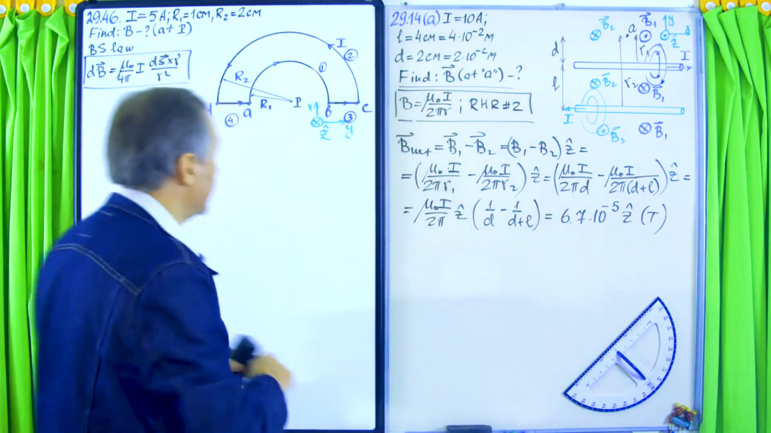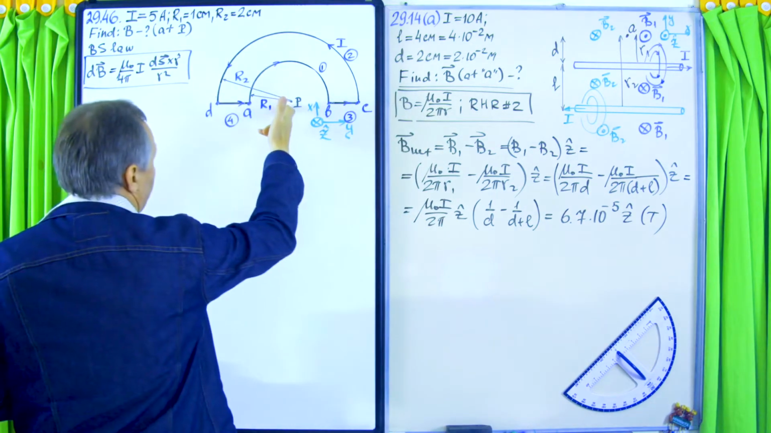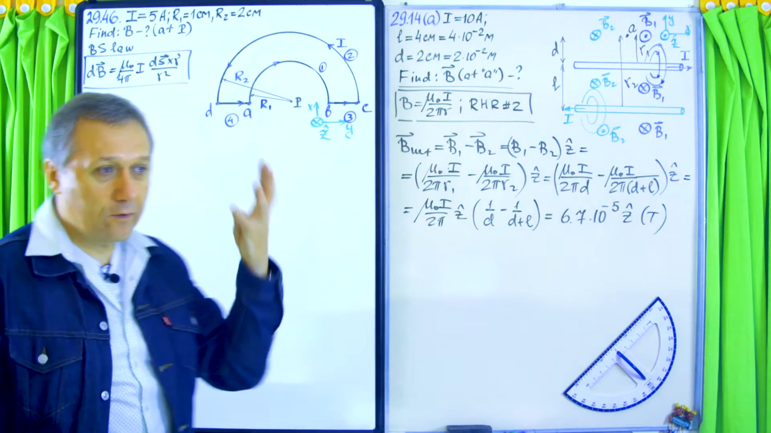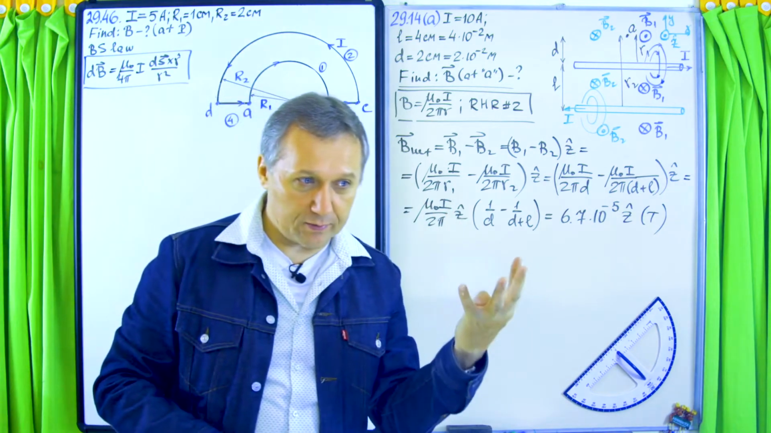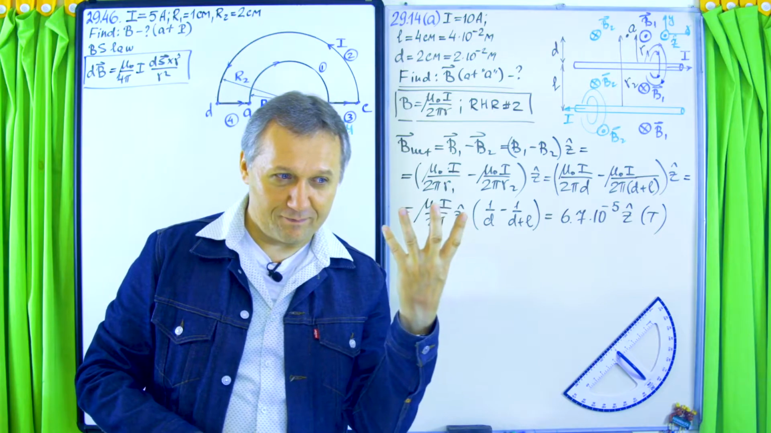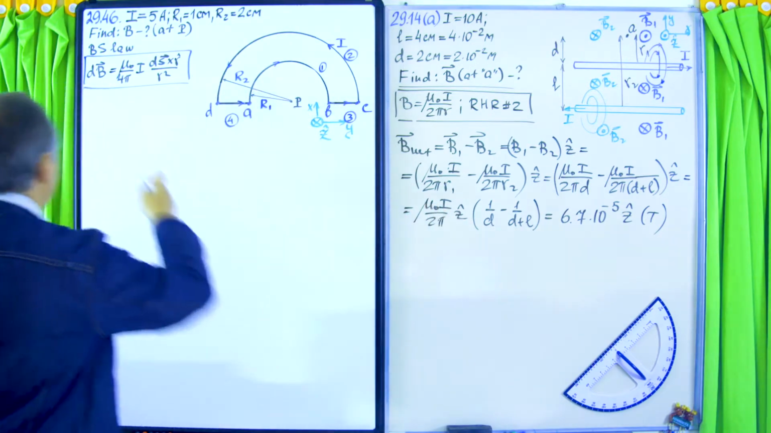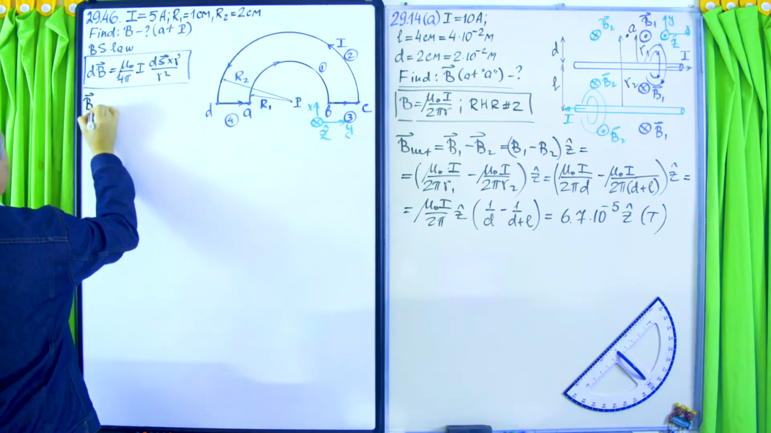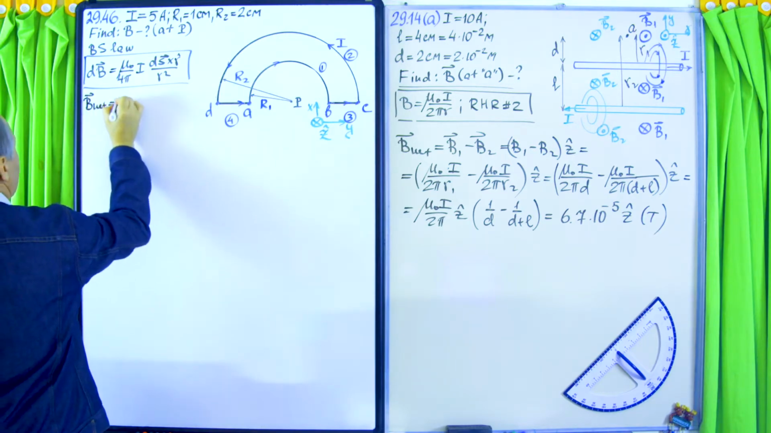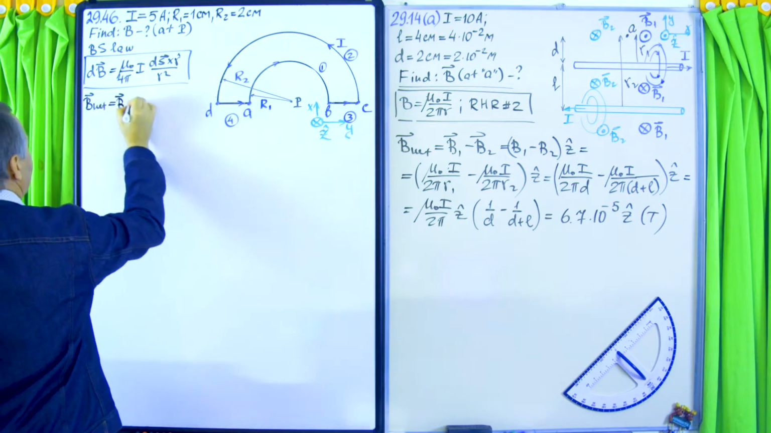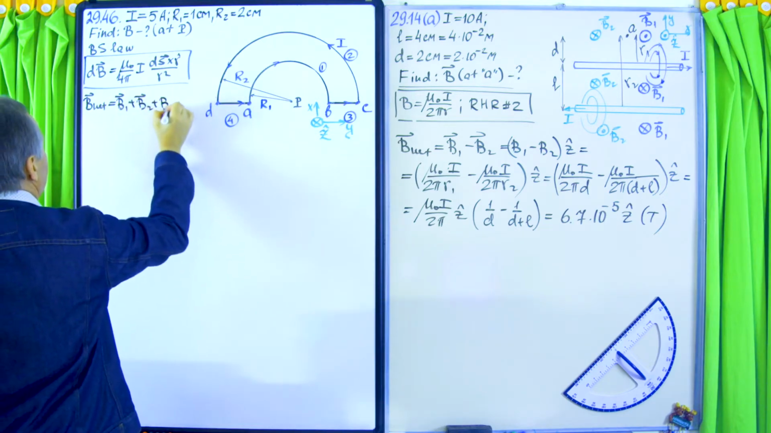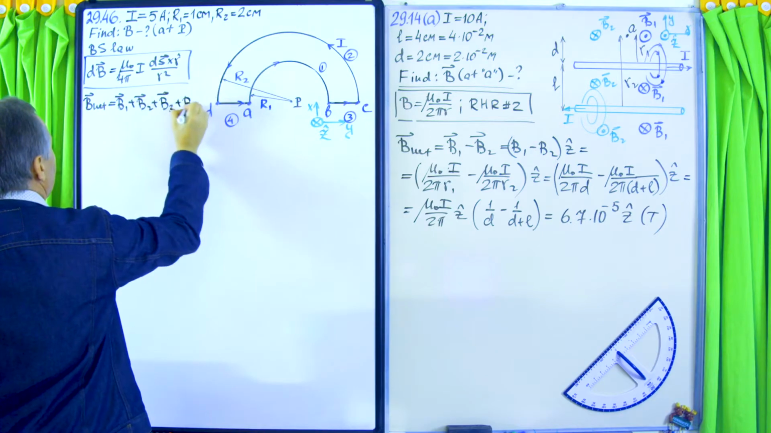So, as a result, in order to find the net magnetic field at point P, we need to find magnetic fields created by these 4 sections separately, right? Okay, so let me write that. So I can write B net equals B1 plus B2 plus B3 and plus B4.